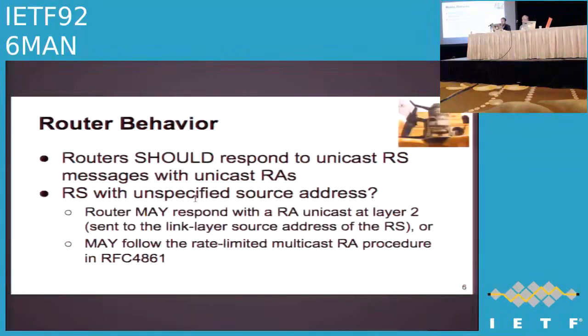So there's some behavioral changes here. Currently 4861 says you may multicast a response to an RS. And here we're changing that, saying, no, you should actually send an immediate unicast response to a unicast RS. You have to deal with RSs that have an unspecified source address. That's something that 4861 allows. So you can actually send an RS in the process of doing that. But here it says you need to have some special rules, because you can't do a regular unicast response to that.